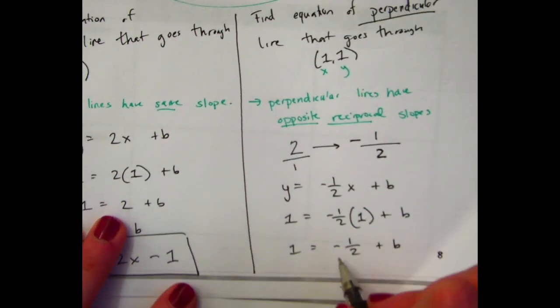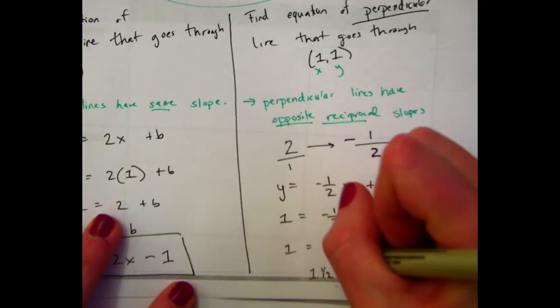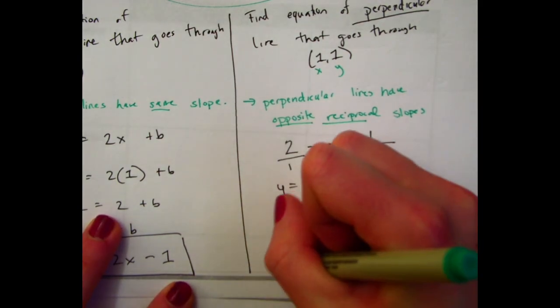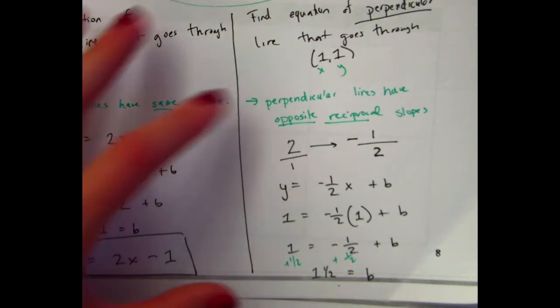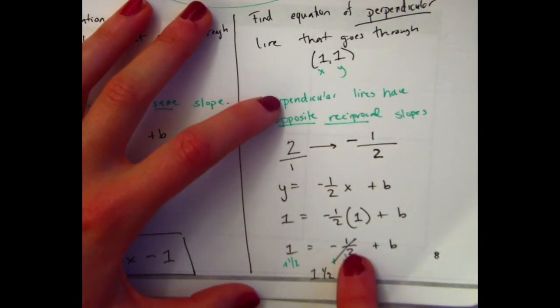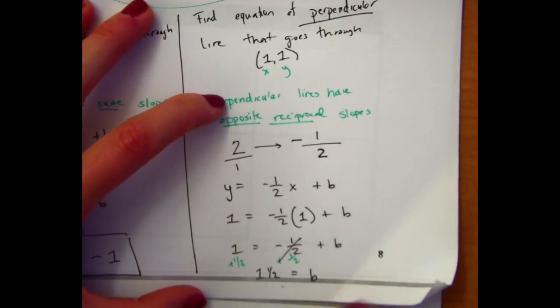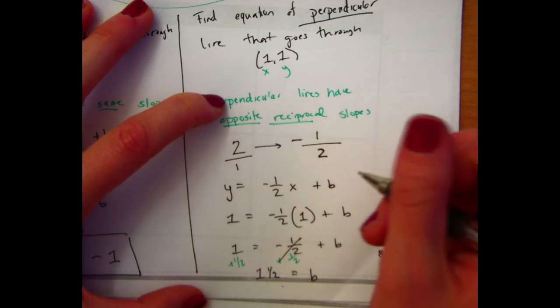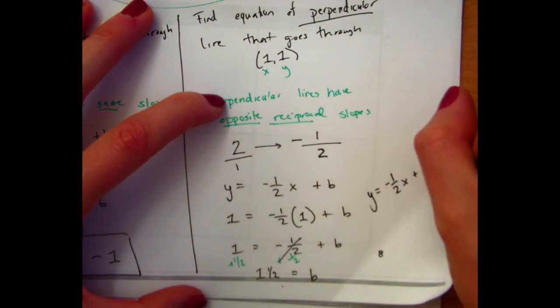So just to be clear, in this last step I'm adding 1/2 to both sides. That cancels out, and then 1 plus 1/2 is 1 1/2. So now my final answer is going to be y equals negative 1/2 x plus 1.5. In decimal form, that would be y equals negative 0.5 x plus 1.5. So both of those would be the correct answer. One is in fraction form, one's in decimal form. So they both could be the correct answer on your test.